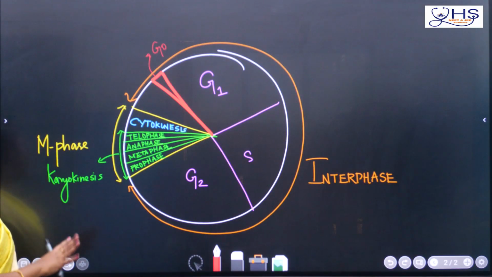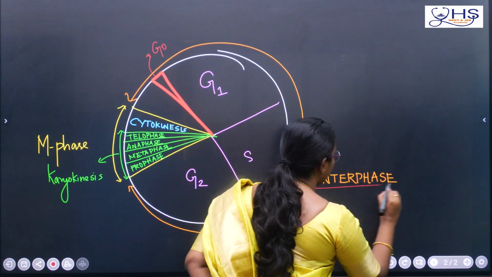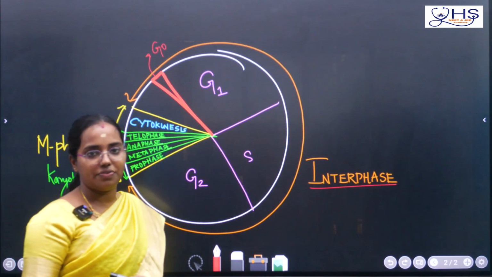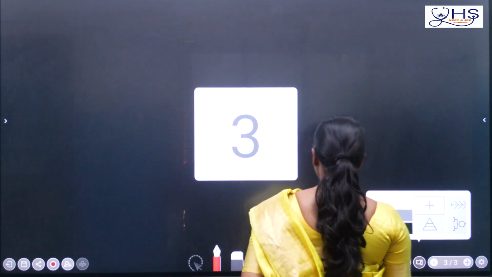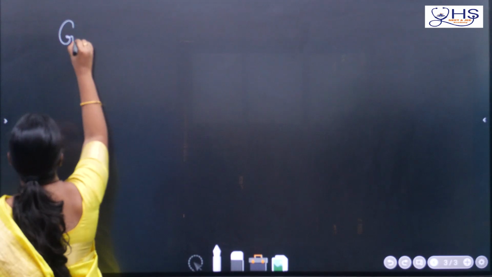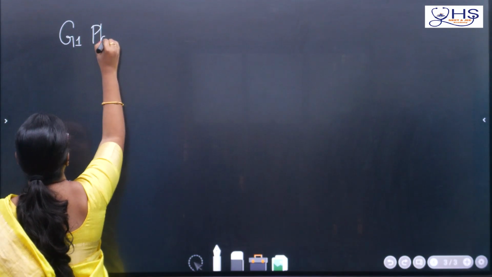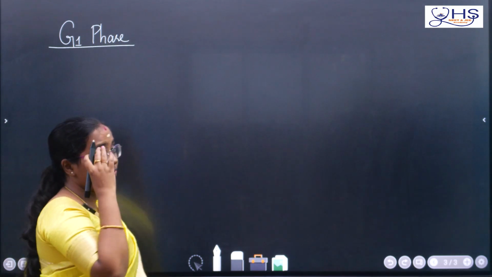So this is the introduction about the cell cycle. Now we are going to start with interphase. We are going to learn what happens in interphase. For that, first we are going to learn about the G1 phase. So what happens in G1 phase?